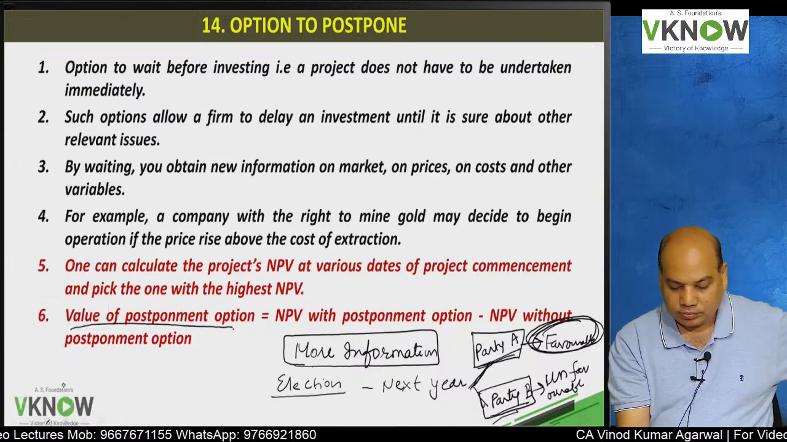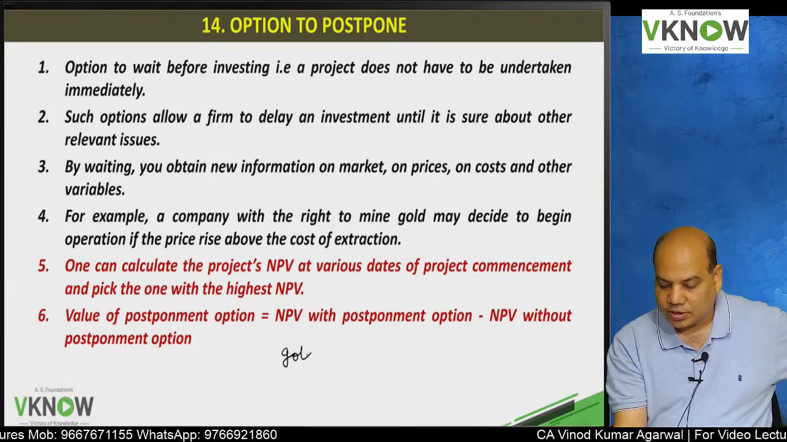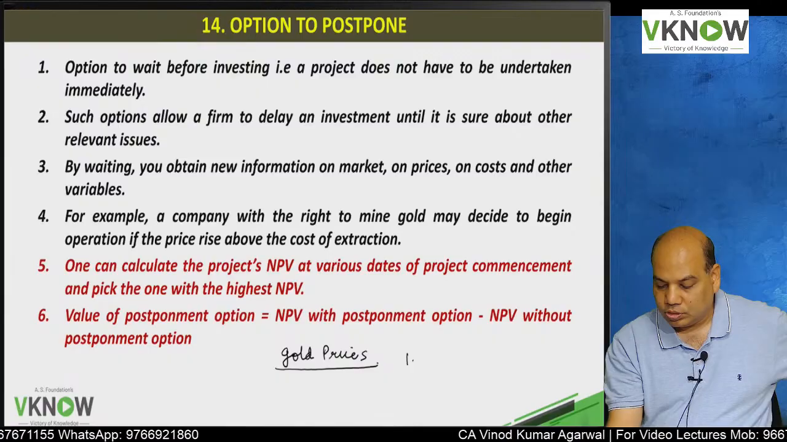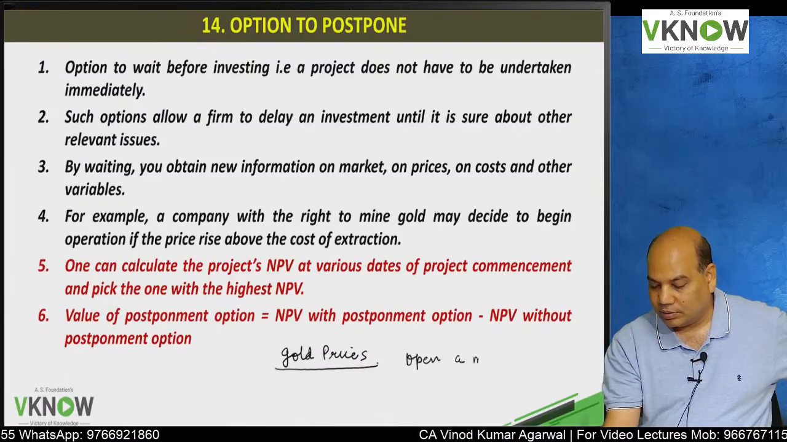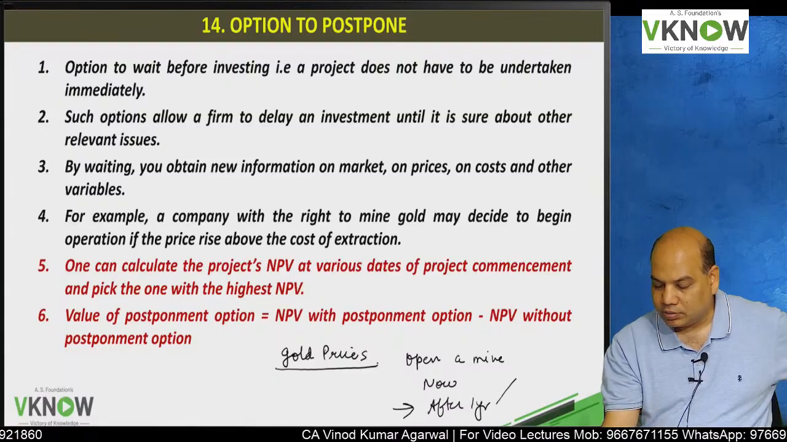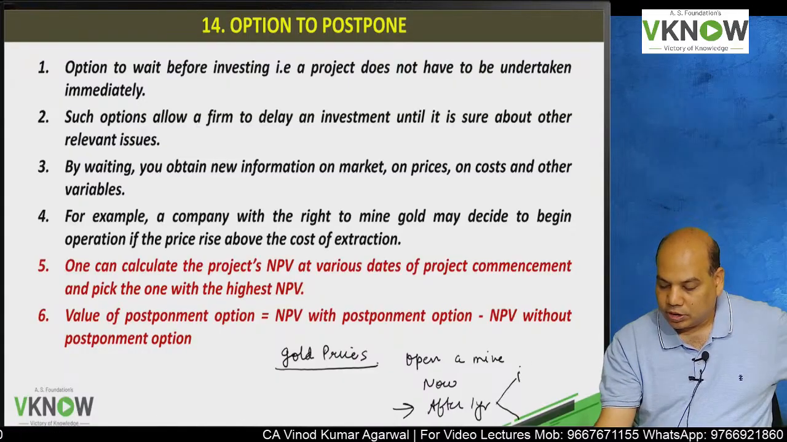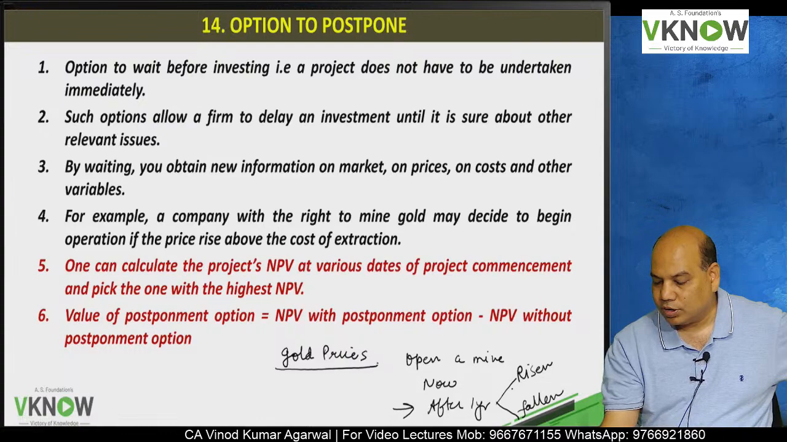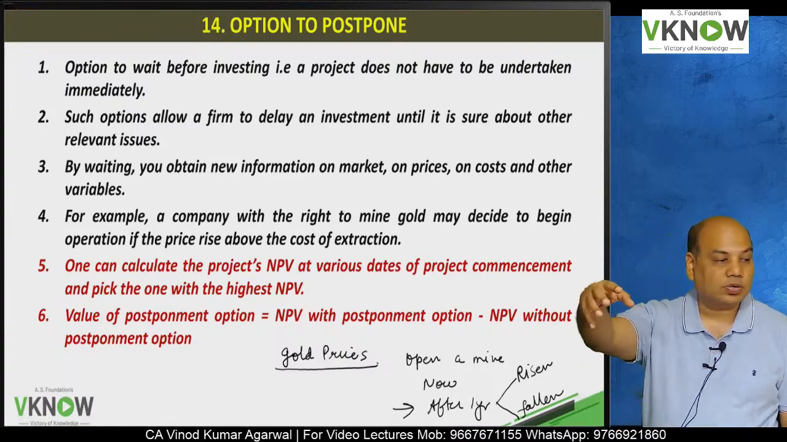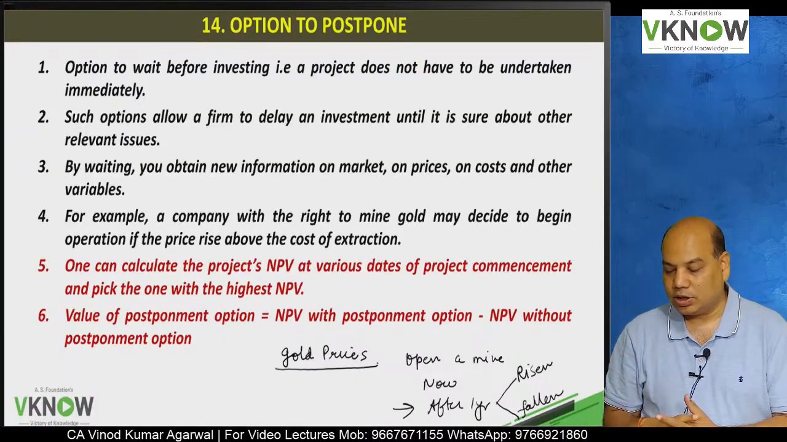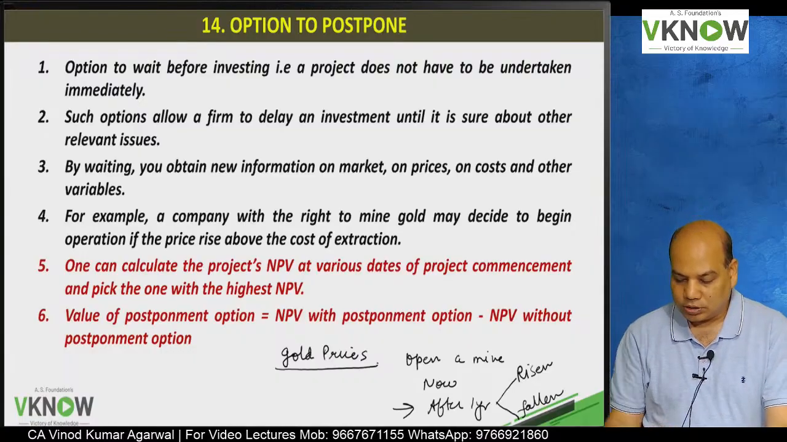Other example, suppose gold prices are fluctuating. You can open a mine now or after 1 year. The advantage of waiting 1 year is you will get to know whether the gold price has gone up or gone down, because you expect that by next year there will be clarity about gold prices. So if you wait for 1 year, you will have more clarity.